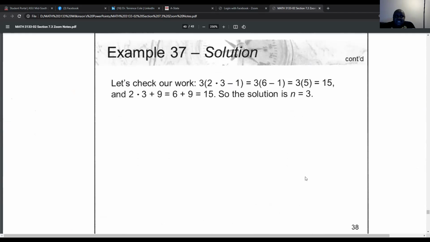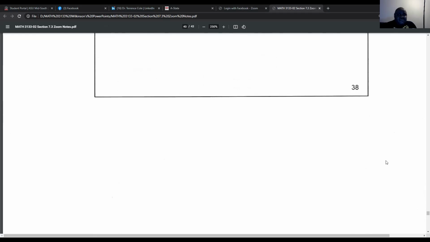And of course, you can check to see if the left side equals the right side. So on the left side, this represents the left side: 3 times the quantity, 2 times 3 minus 1. 2 times 3 is 6. 6 minus 1 will give you 5, and then 3 times the 5 will give you 15. This represents the right side, 2 times 3 plus 9. If you do 2 times 3, that's 6. 6 plus 9 is 15. So that solution would be n is equal to 3. The left side equals the right side of that equation.